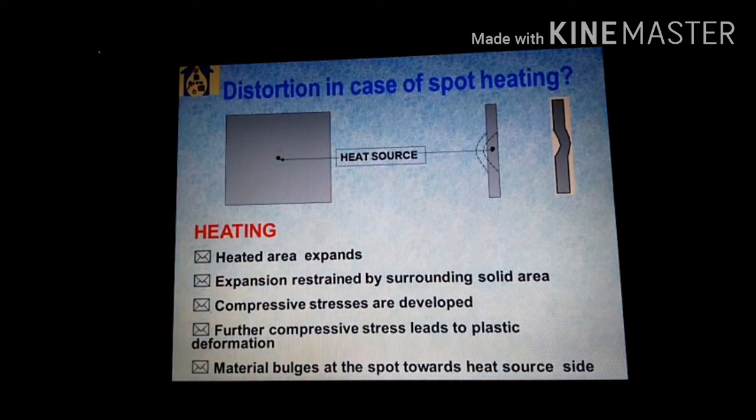Distortion in case of spot heating. The heated area expands. Expansion is restrained by the surrounding solid area. Compressive stresses are developed. Further, compressive stress leads to plastic deformation. Material bulges at the spot towards the heat source side.